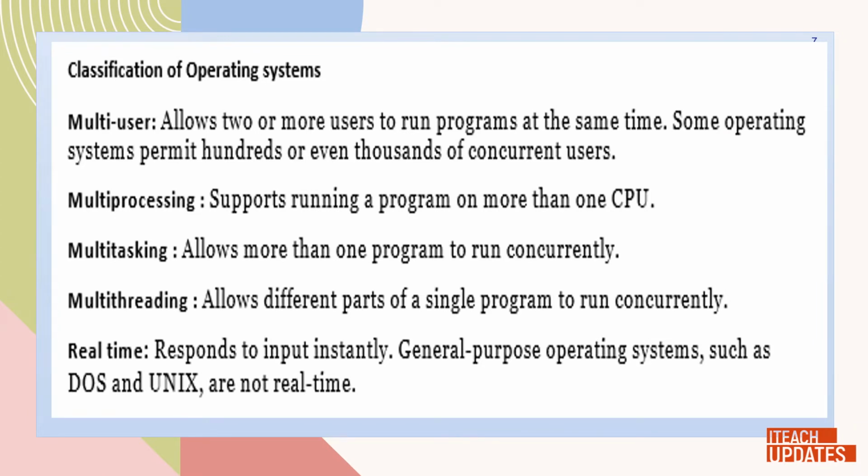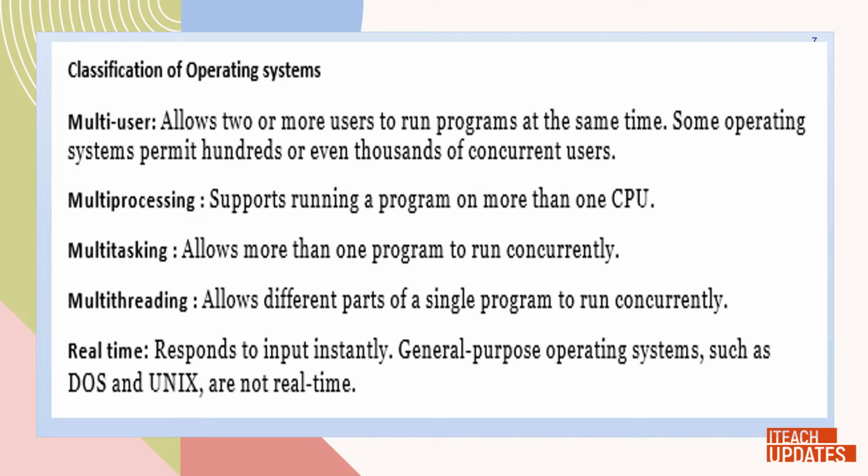Classification of operating systems. 1. Multi-user. Multi-user allows two or more users to run programs at the same time. Some operating systems permit hundreds or even thousands of concurrent users. Second, multiprocessing. Multiprocessing supports running a program on more than one CPU.